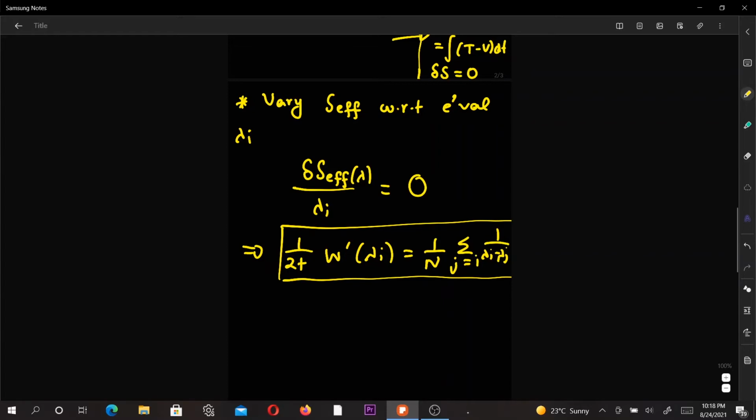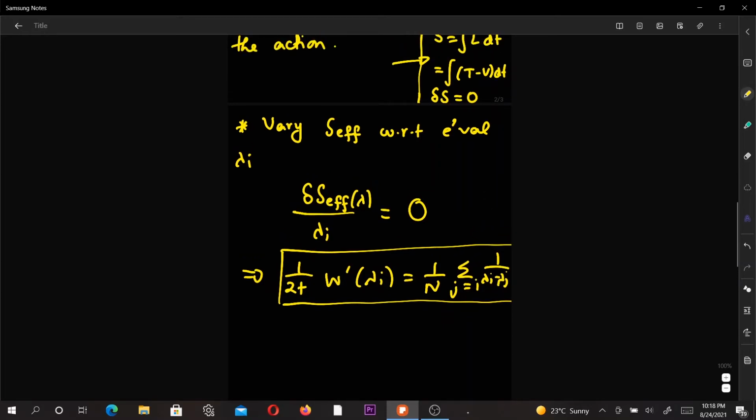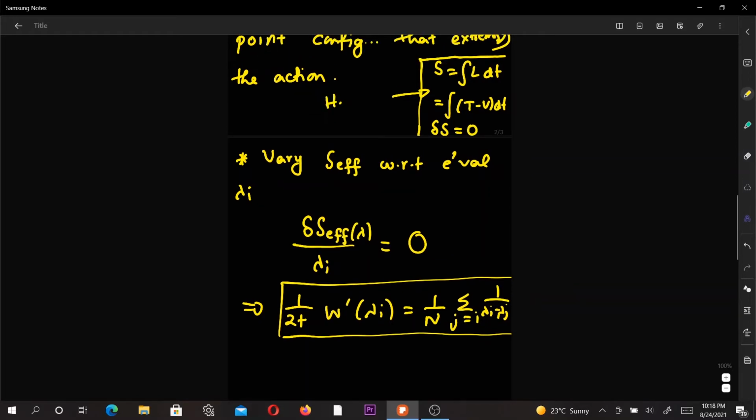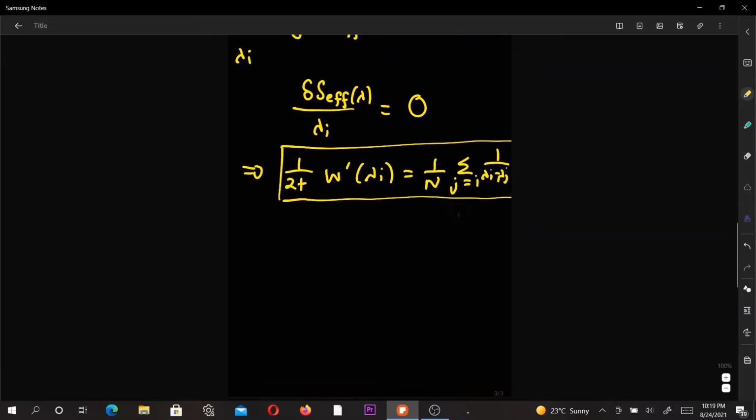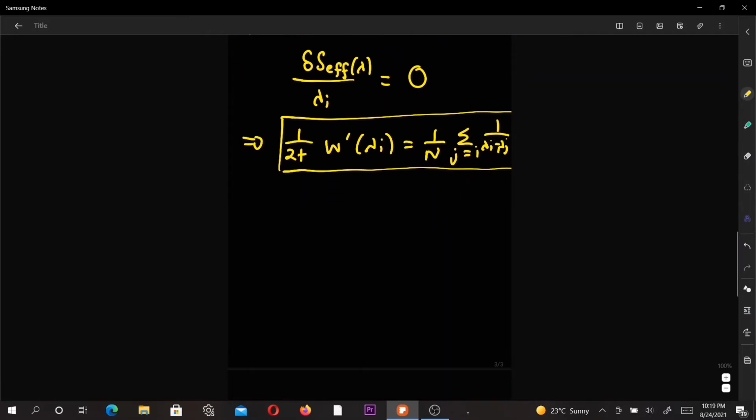We usually call this variation of the effective action with respect to a certain eigenvalue lambda I. So okay, for some of you, variation, or you can look up something called calculus of variations, or you can search action minimization, anything you want, and you'll notice a wide range of articles or pages, and you can understand what the minimization of the action is.